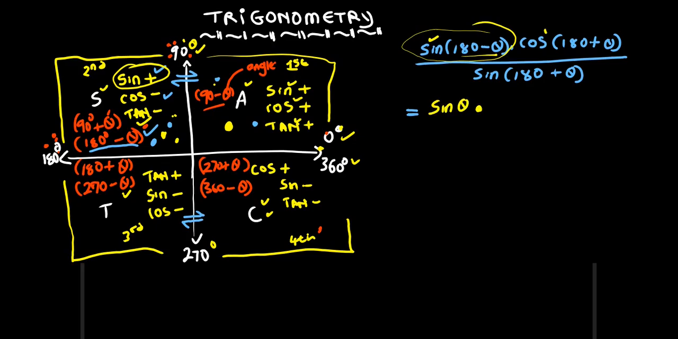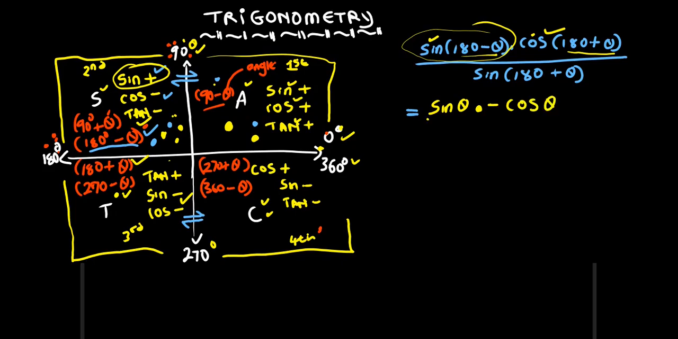Multiplied by, we come to this one. We look for cos of 180 plus theta. Do we have cos 180 plus theta here? No. Do we have it here? No. Do we have it here? Yes, here it is. And then we check. Is cos positive or negative on the third quadrant? It is negative. So we're going to have negative cos of theta.